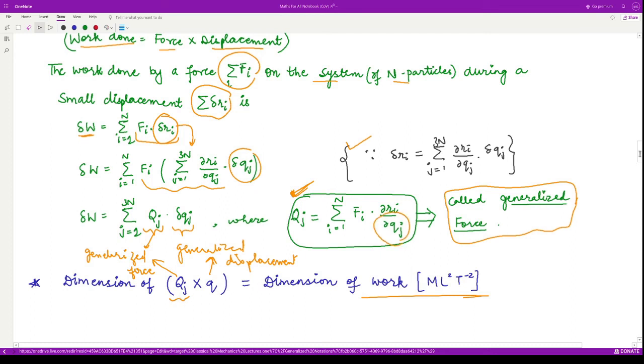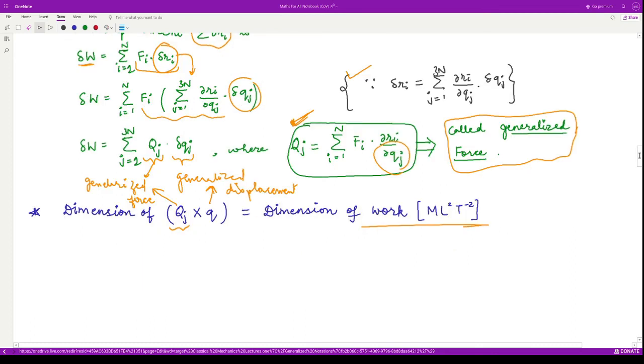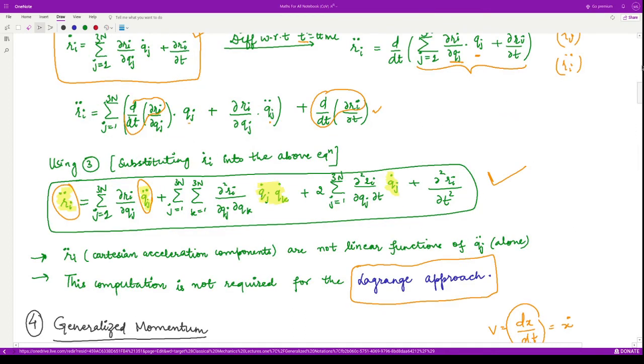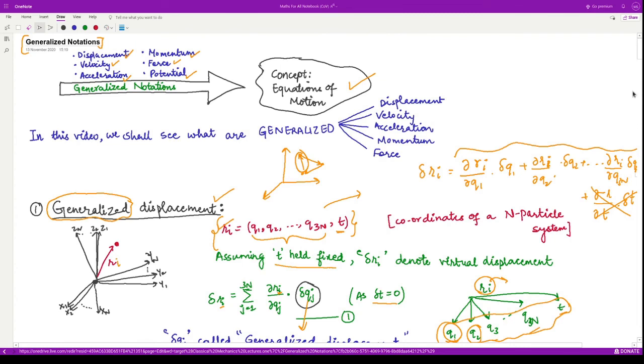So that is it for this video. I hope these notations are clear to you. In the next video, we shall see what the Lagrange equations are and how we can obtain the equations of motion when we are talking about the notations in generalized form.